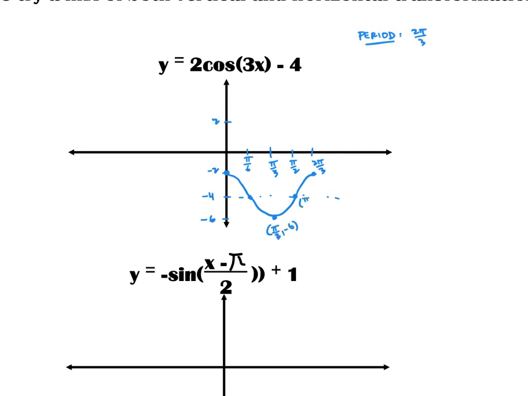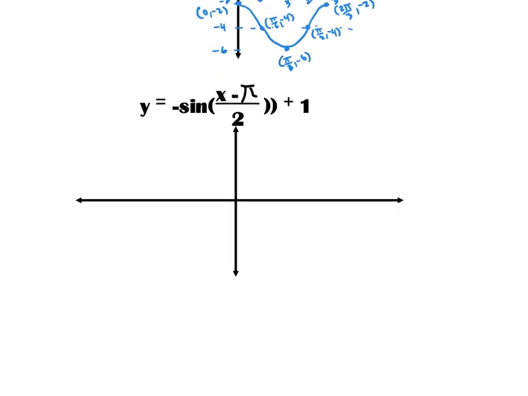This would be the point pi over 2, -4. This is the point 2 pi over 3, -2. This is the point pi over 6, -4. And this is, of course, the point 0, -2. And there you go. There you have one period of cosine of 3x minus 2. All right, let's look at the second one.